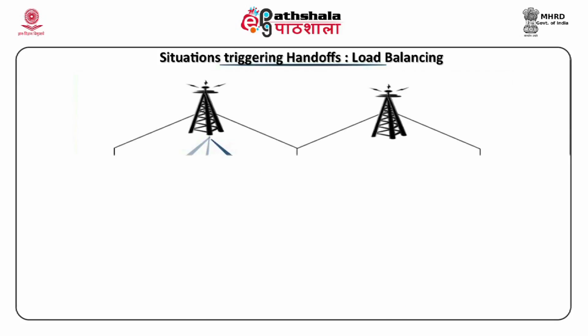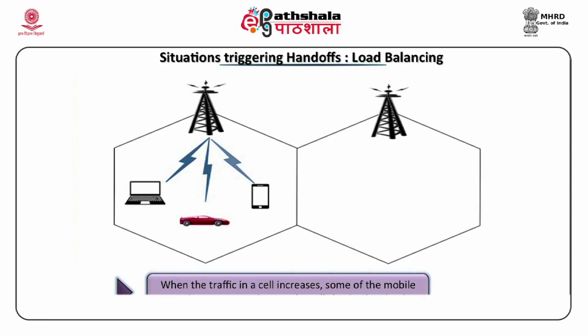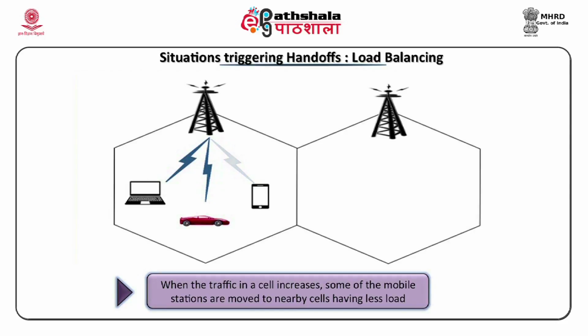The second is that if the entities above the cell, that is the BSC and the MSC, which we discussed while discussing the architecture of the GSM network, find that the traffic in a cell is very high, that is the channels or the frequencies allocated to that particular cell are now getting exhausted, then some of the mobile stations which are using those particular frequencies are moved to nearby cells which have less load, if possible at all. So, if it is possible to move that particular mobile station to the nearby base station where the load is less, then this situation is also known as handover.